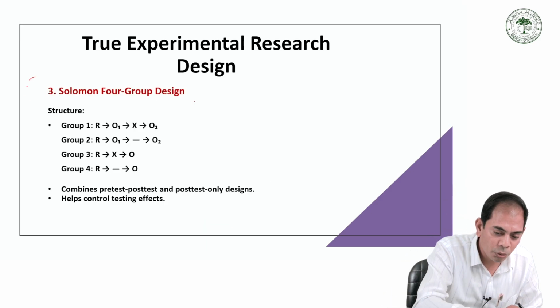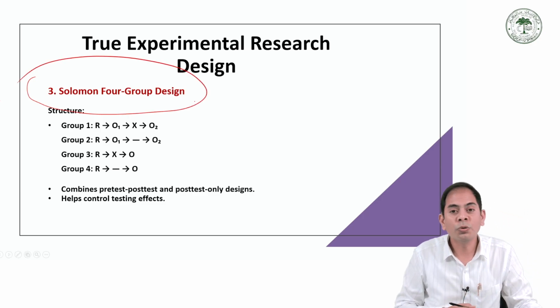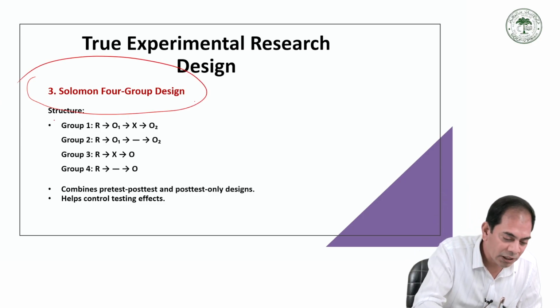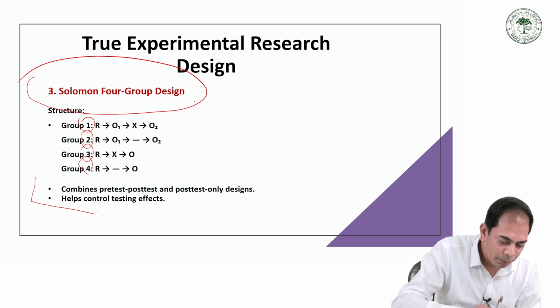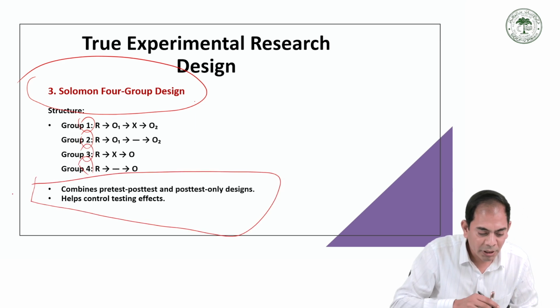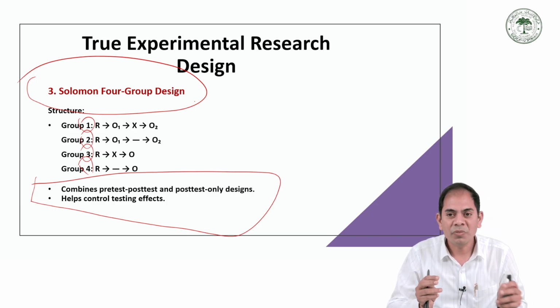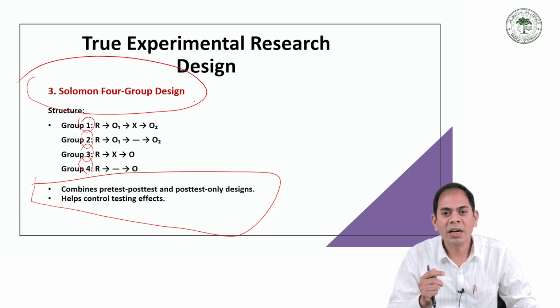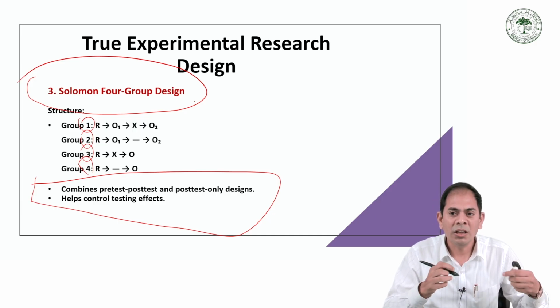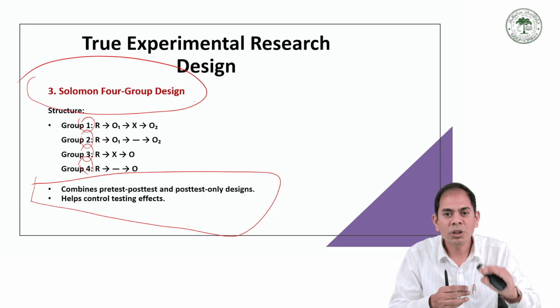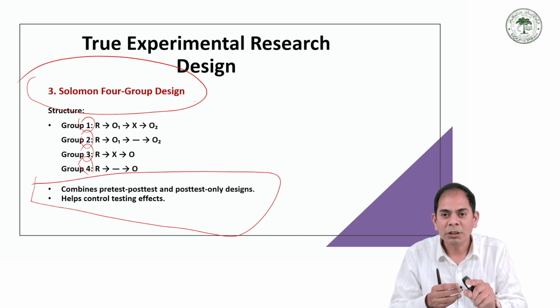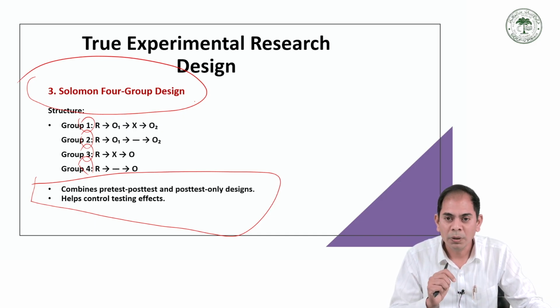Third one is a true experimental research design, the Solomon four group research design. In this type of research design, we have groups 1, 2, 3 and 4, and it combines the pre-test, post-test and post-test only designs to help control the testing effect. The Solomon four group research design is an advanced true experimental research design technique generally used to study the effect of treatment while also checking whether the pre-test influences the result. In this type of research design, participants are randomly divided into four groups.